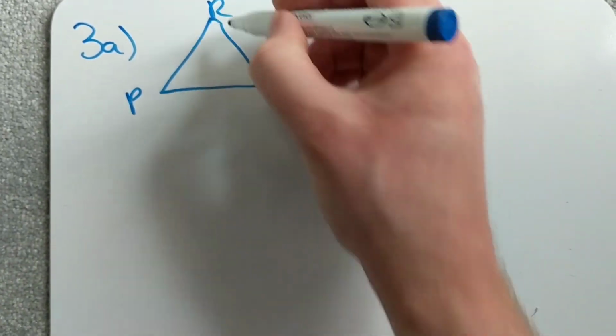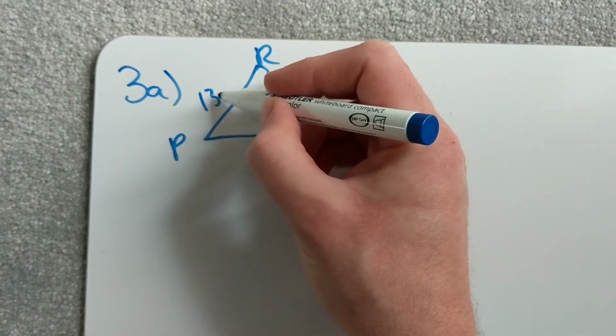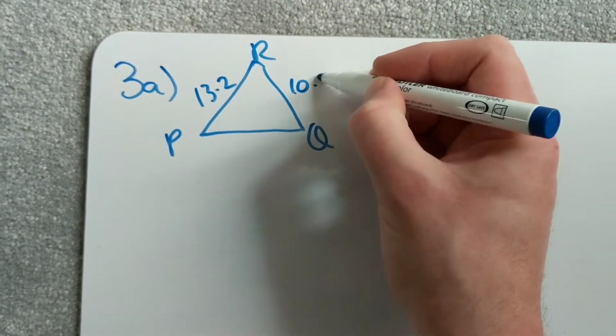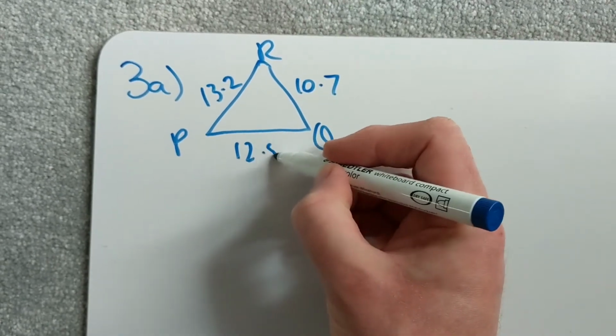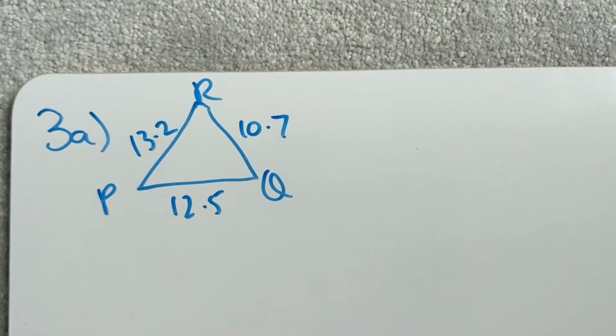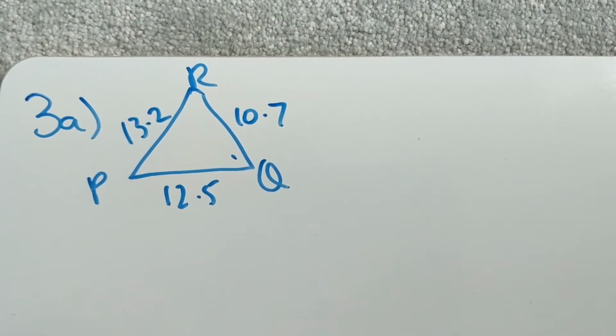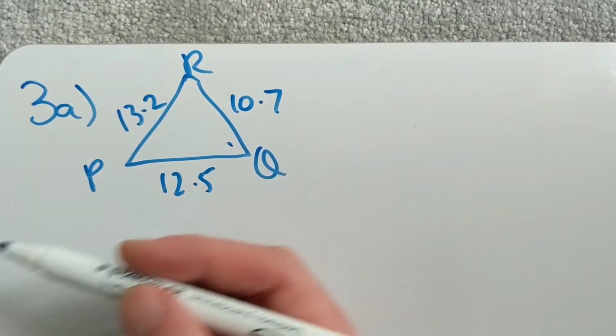QR, and you've got the sides 13.2, 10.7 and 12.5. Now you have to work out the angle PQR. So the angle PQR is the angle with Q at the middle. So that's the angle that you've got to find out for part A.